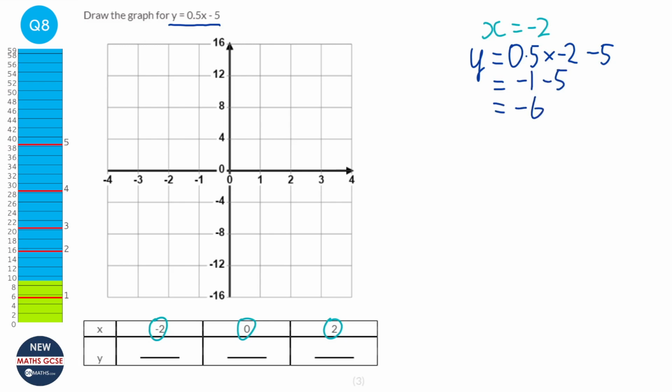Then we'll do our next one, which is x equals 0. And let's just finish that one off actually. We'll put it into the table, so minus 6, and we'll plot it. So minus 2 and minus 6 would be here.